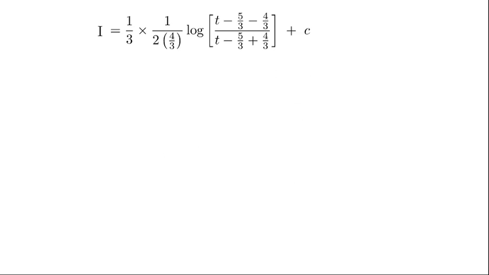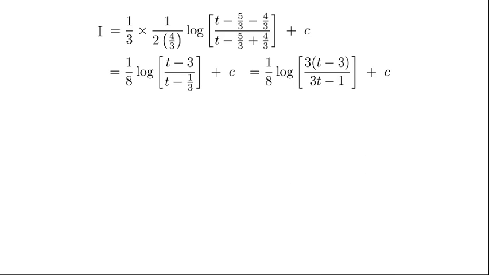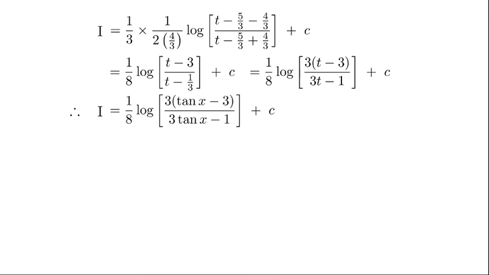So it becomes integration of 1 by 3 times 1 upon 2a, a is 4 by 3, log of t minus 5 by 3 minus 4 by 3 upon t minus 5 by 3 plus 4 by 3. So 1 by 8, 3 get cancelled, log of t minus 3 upon t minus 1 by 3. So inside the bracket we can multiply and divide by 3. So that gives you 1 by 8 times log of t minus 3 upon 3t minus 1. And now put back the value of t, that is 1 by 8 log of tan x minus 3 upon 3 tan x minus 1 plus c.